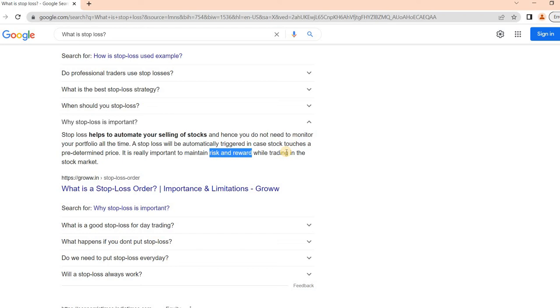And especially if you are an intraday trader or a scalper specifically, then I would recommend you guys do keep a stop loss, because it really helps you from incurring huge losses. And especially if you are in a really volatile market, keep a stop loss always. It always helps you stay safe.